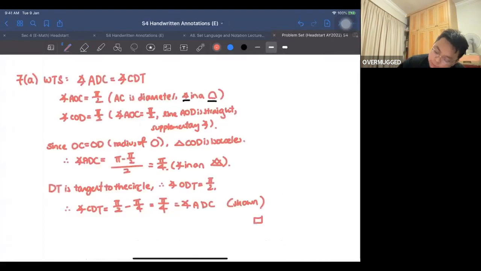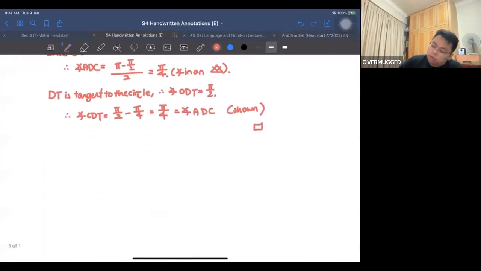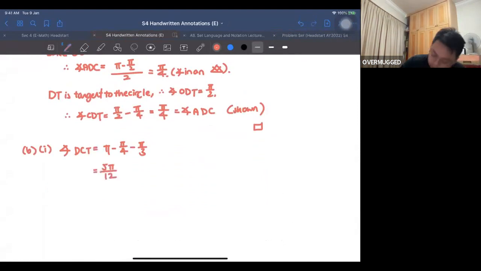This is simple. So part B, part 1. Angle DCT is pi, which is 180 degrees, minus pi over 4, minus pi over 3, which is 5 pi over 12. Okay, so this is angles in a triangle. Simple 2 marks.